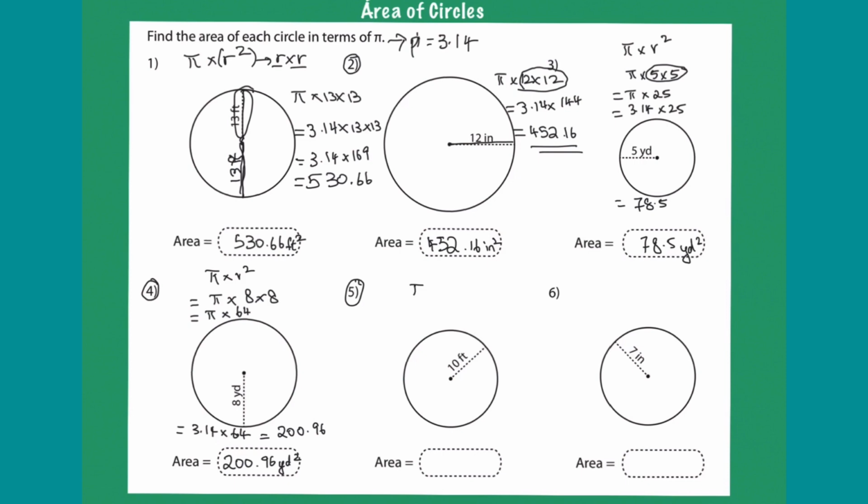Okay. Now I'm going to give you 15 seconds to try and do this one. Don't forget the area of a circle is pi times radius squared. And now your time starts now.